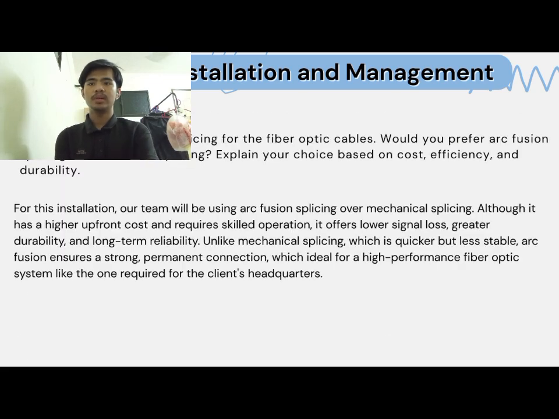Your team must perform splicing for the fiber optic cables. Would you prefer arc fusion splicing or mechanical splicing? Explain your choice based on cost, efficiency, and durability.